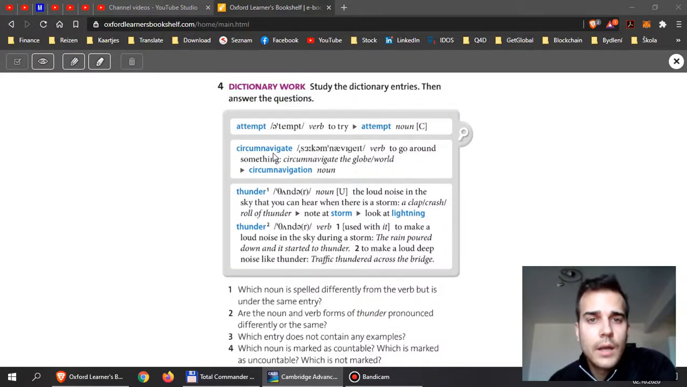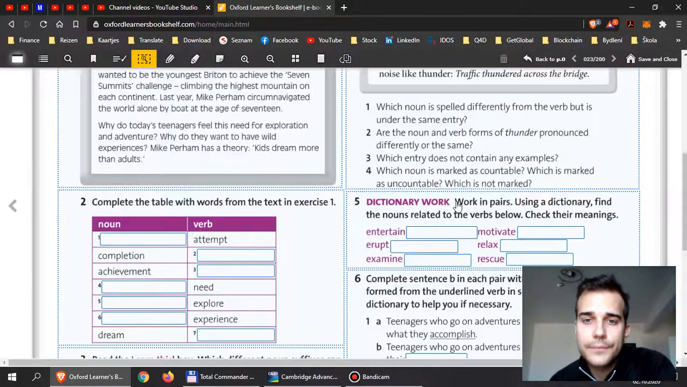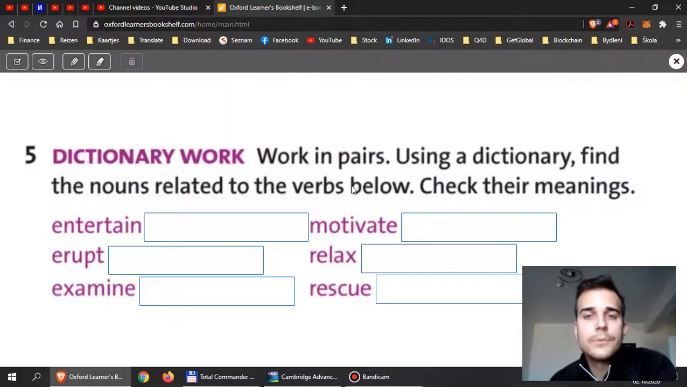So I want you to look at this entry from a dictionary and then answer the questions here, 1 to 4. All right, let's continue. In 5, I want you to, of course, you cannot work in pairs, but feel free to work with someone from your family or with a friend. Use a dictionary. Go to any online dictionary that will not translate into Czech, all right?